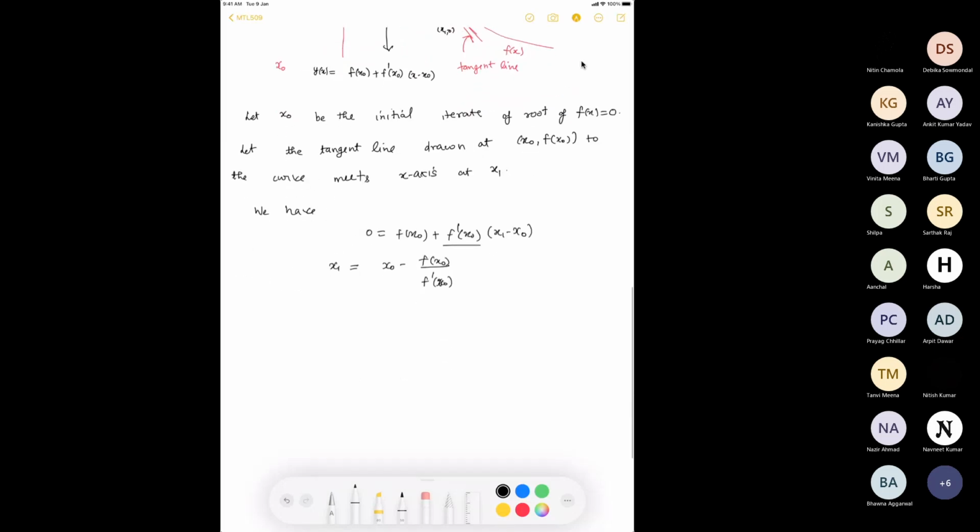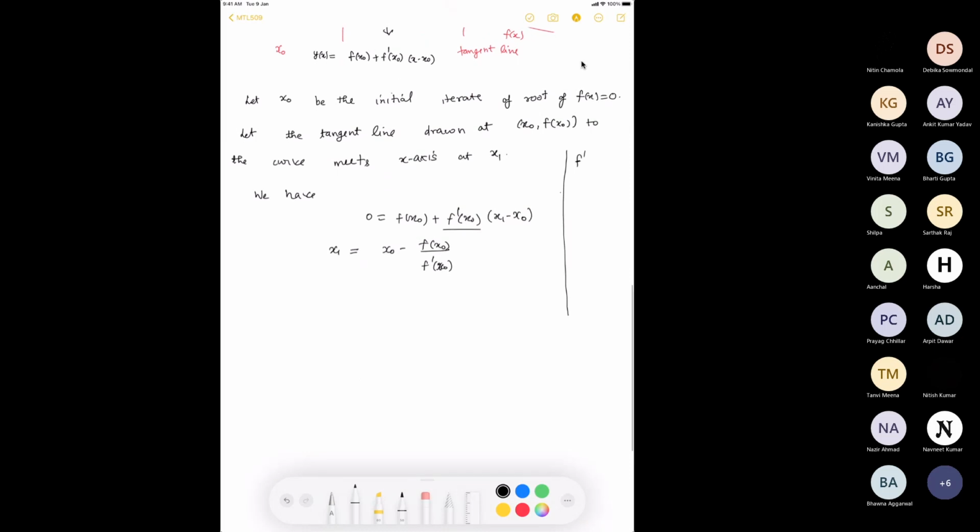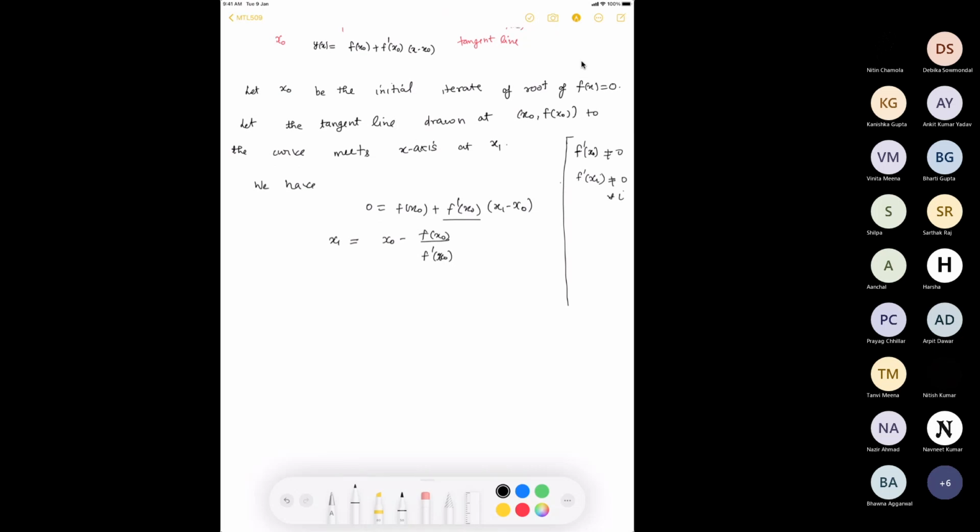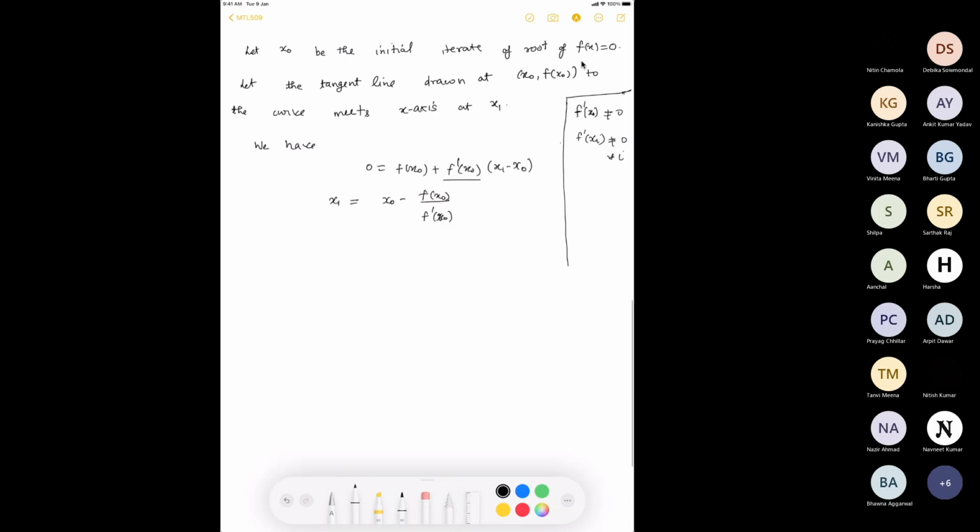Of course, you have to keep in mind that I'm assuming certain things, and I will formalize all these assumptions when I state the convergence result. But since we are going to have f prime of x naught in the denominator, this is not equal to 0, right? Likewise, for the other iterations, we will have that f prime of x i is not equal to 0 for all i. But we will formalize these assumptions in the convergence result. So this is my next iterate.